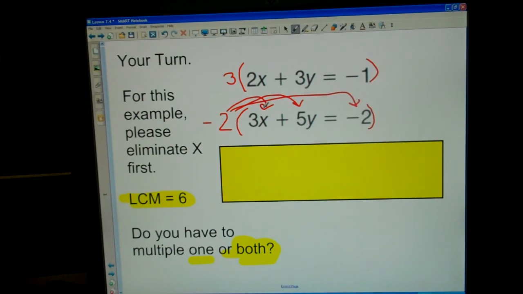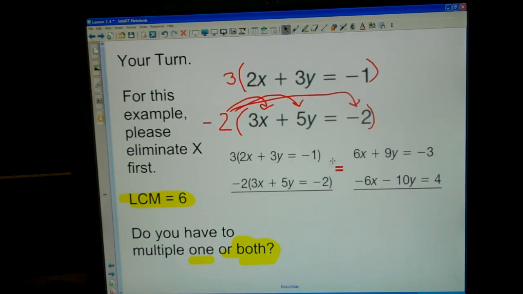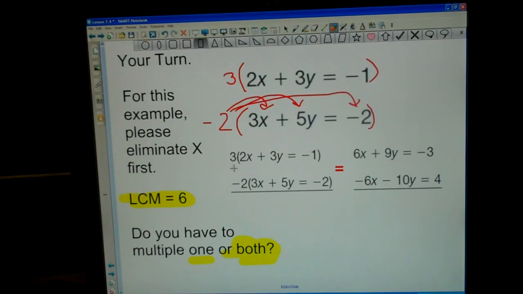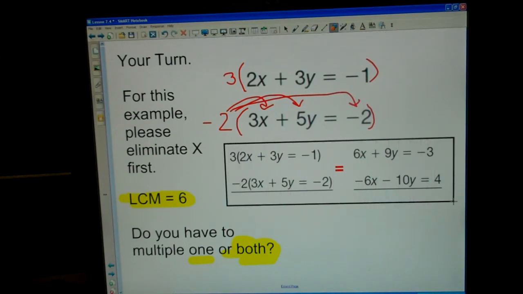Take a minute. You have your notes. Do the distributive property. Solve for x. Solve for y. Okay? Here is the distributive property. Take a look at it, see what happened here. Let me put a box around it. It's this one right here.